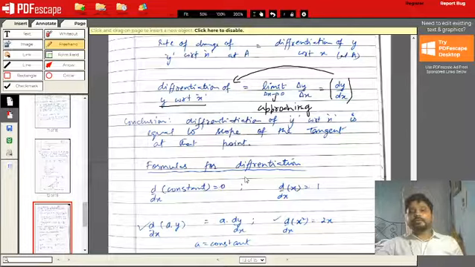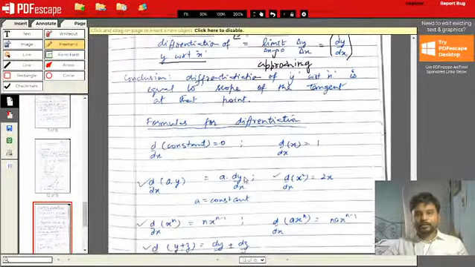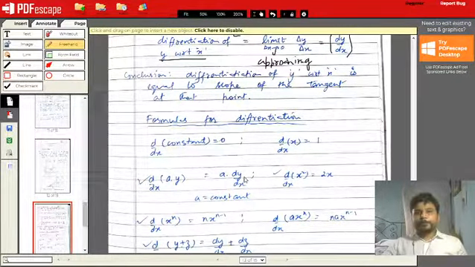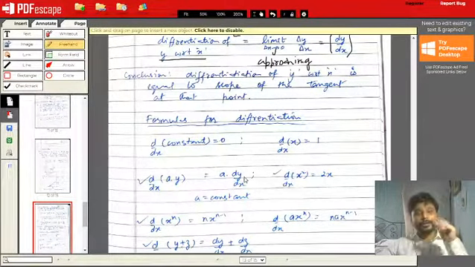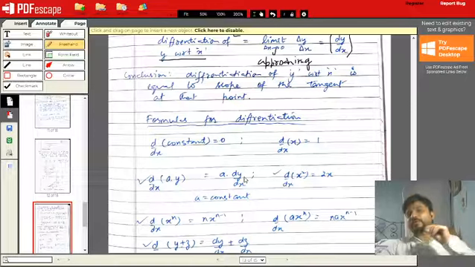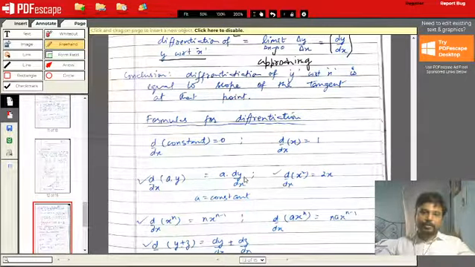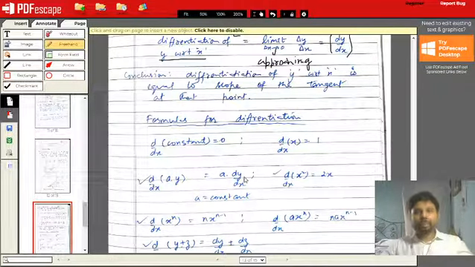So what are the different formulas for differentiation? As we have found, the rate of change of y with respect to x at a single instant, at a single point, is actually the slope of the curve at that point. So that is what these formulas would be representing. They would be representing the slope of the curve at that particular point.